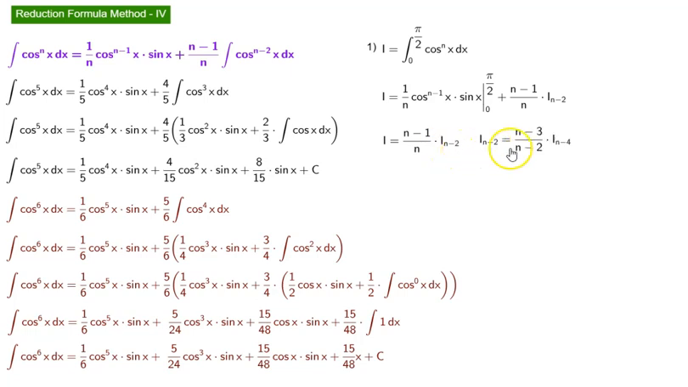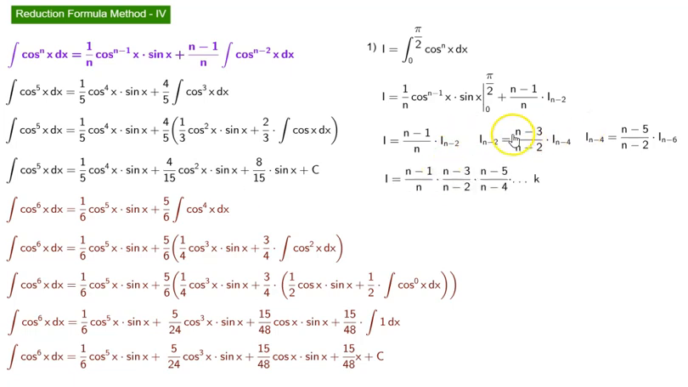I sub n minus 2 will be equal to n minus 3 by n minus 2 times I sub n minus 4. And I sub n minus 4 will be equal to n minus 5 by n minus 2 times I sub n minus 6. And this will keep on going till this numerator becomes 0 or the denominator becomes 0.